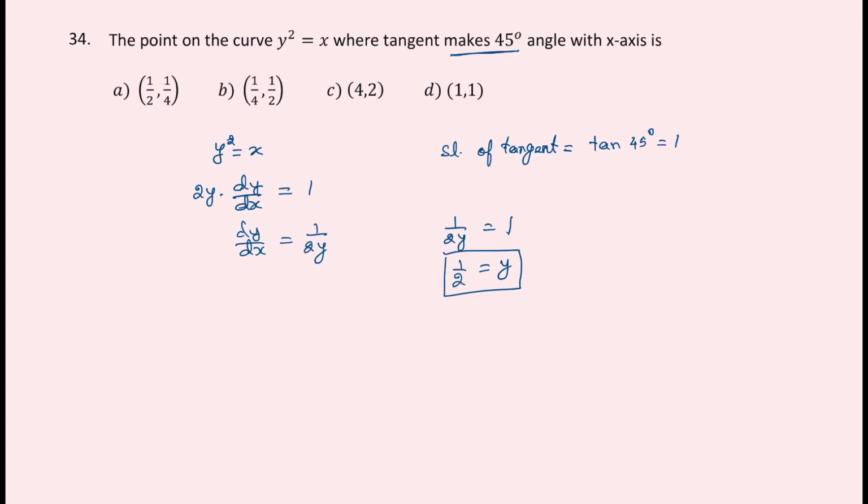Now let us substitute the y value in the curve equation. 1 by 2 the whole square, which is 1 by 4, is x. Therefore, the point is, write the x coordinate first and then the y coordinate. You may go wrong by writing the other way around, half, comma, 1 by 4. So be careful. The correct option is B.